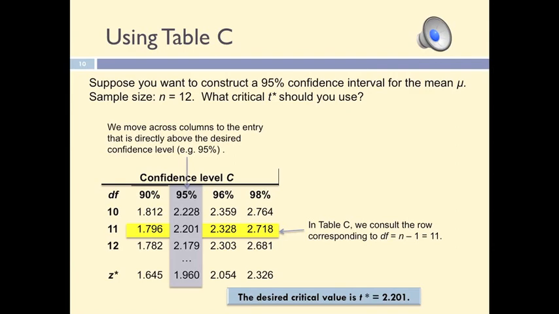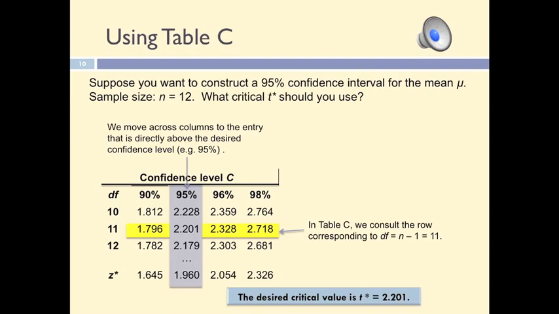When using table C, the different rows specify the degrees of freedom for our sample. In our case, df is 11, so we are looking at the 11th row. Then we move across columns until we find the column that corresponds to our confidence level. In this example, we have a 95% confidence interval, so the value that we're looking for is 2.201. This is our t star.